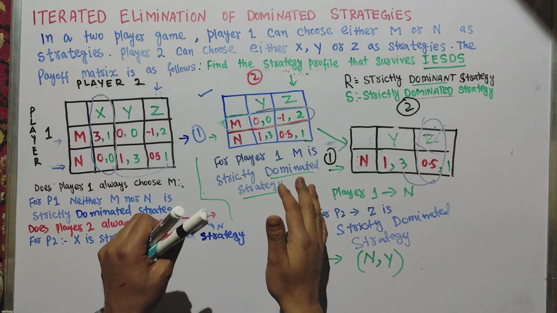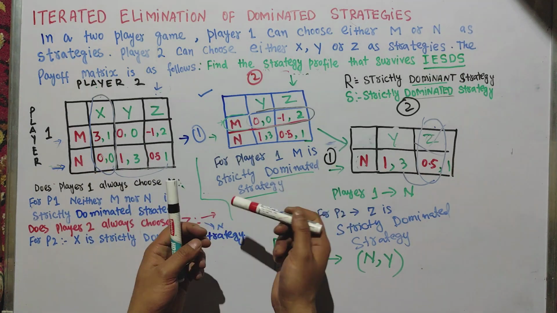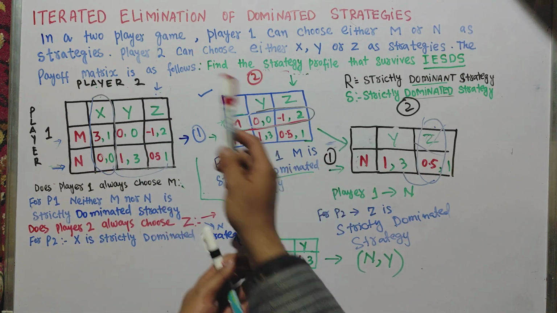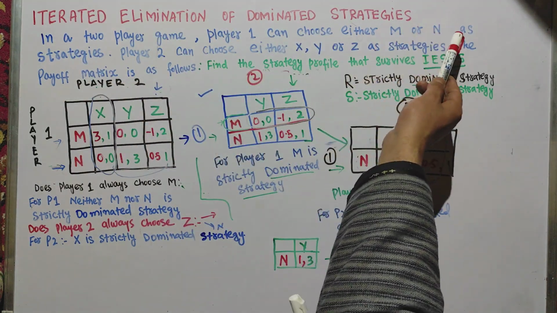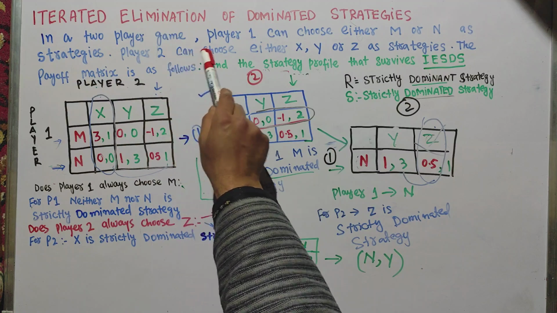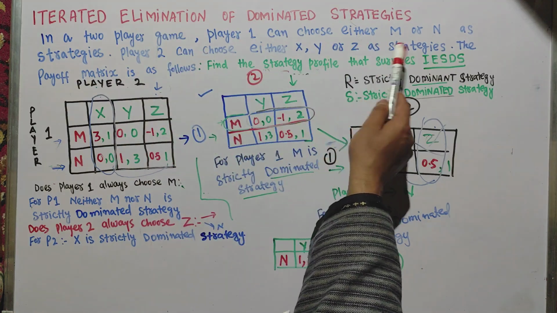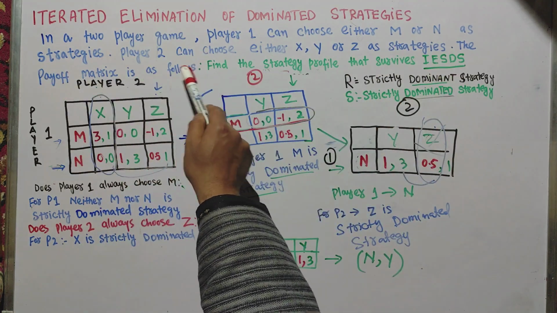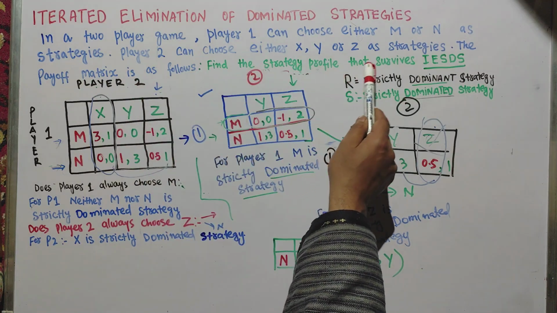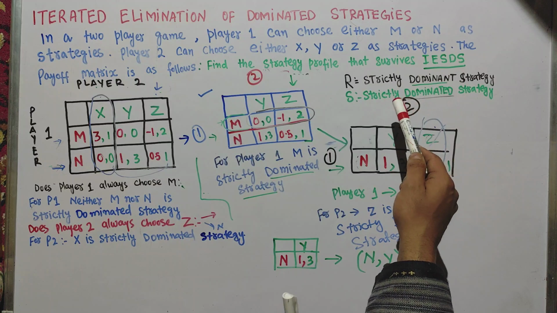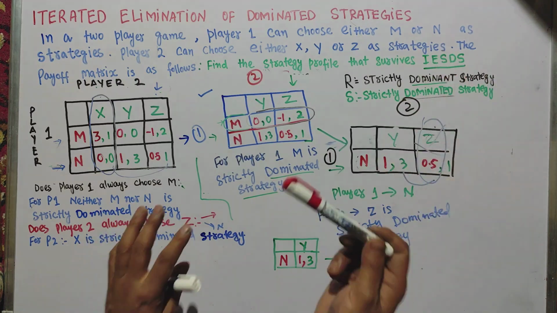Let us learn about the iterated elimination of dominated strategies. The question is, in a two-player game, player 1 can choose either M or N as strategies. Player 2 can choose either X, Y or Z as strategies. The payoff matrix is as follows. We need to find the strategy profile that survives the iterated elimination of strictly dominated strategies.